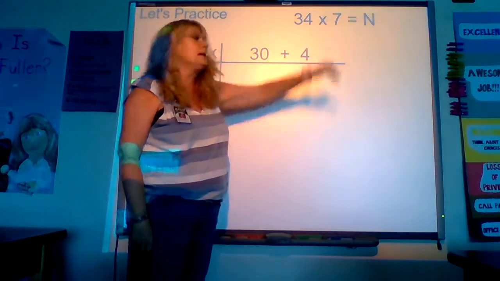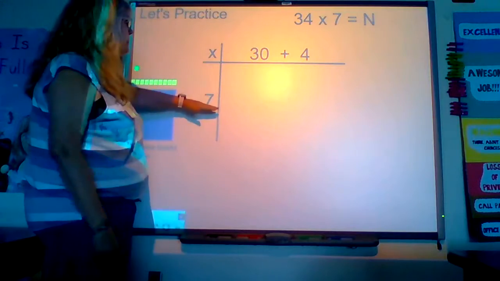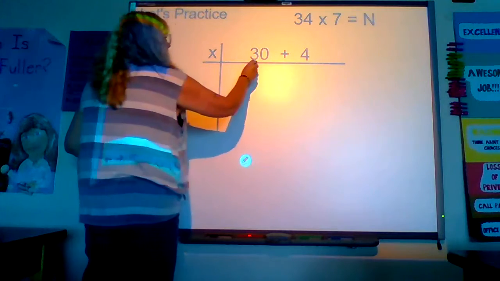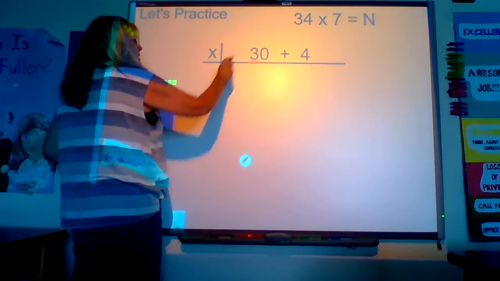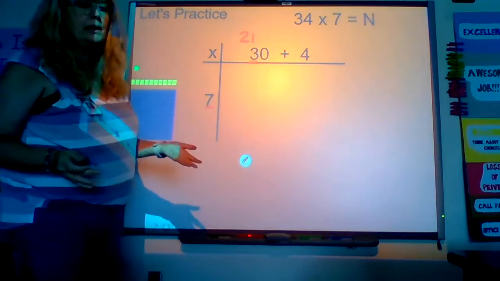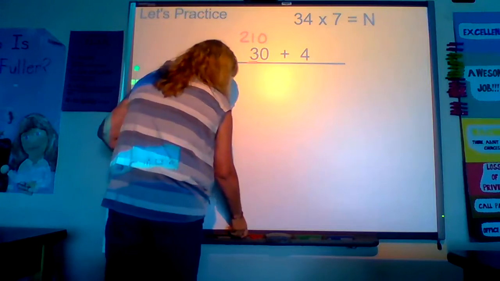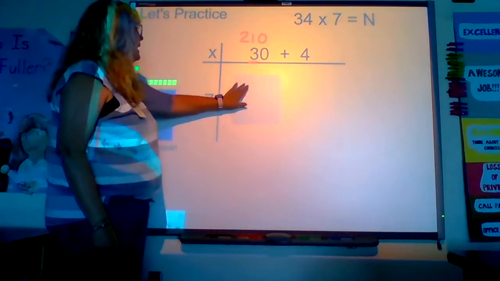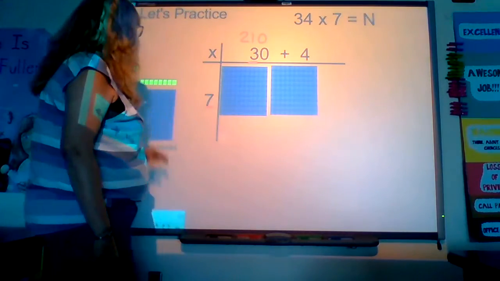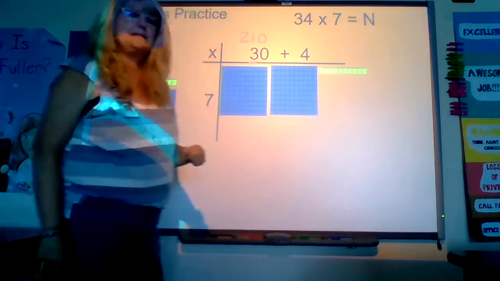Okay, we've got the algorithm 34 times 7. So we broke it down to 30 plus 4, and we put the 7 to the side. Well, I know using simple facts that 3 times 7 is 21. But again, I didn't multiply by 3, I multiplied by 30, so that's 210. So I'm going to bring over 2 flats, 100, 200, and I'm going to bring over 1 rod to represent 210.